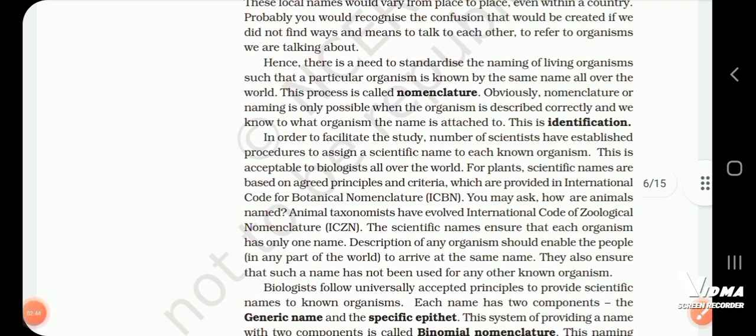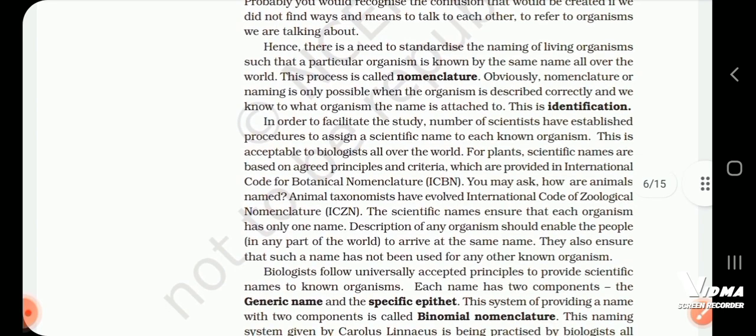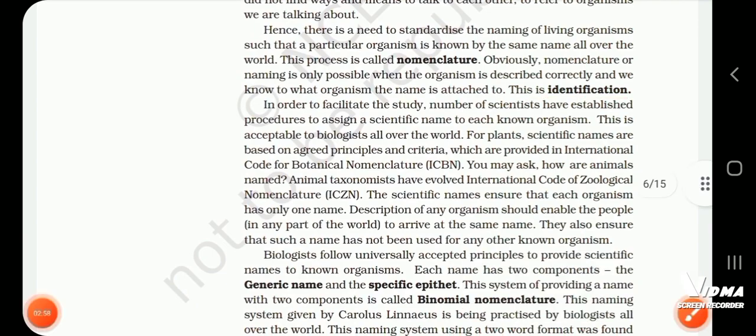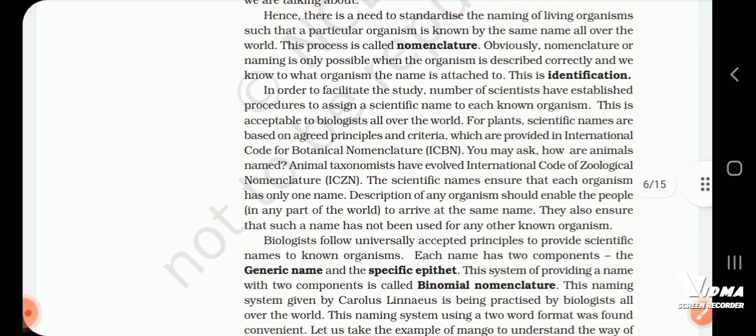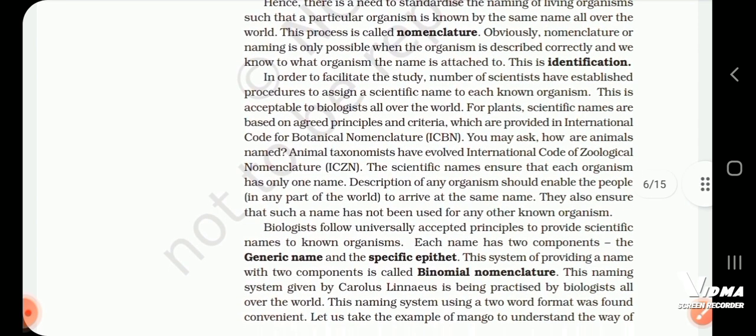Obviously, nomenclature or naming is only possible when the organism is described correctly and we know to what organism the name is attached. This is known as identification. Next, in order to facilitate the study, a number of scientists have established procedures to assign a scientific name to each known organism. This is acceptable in biology.